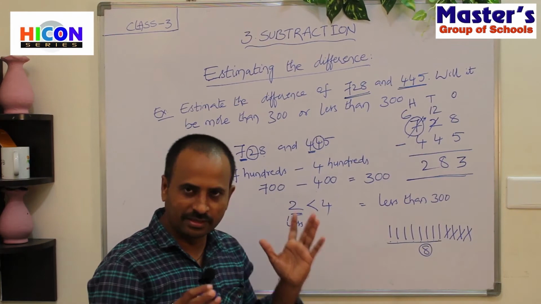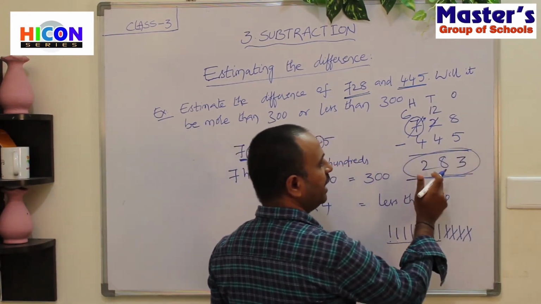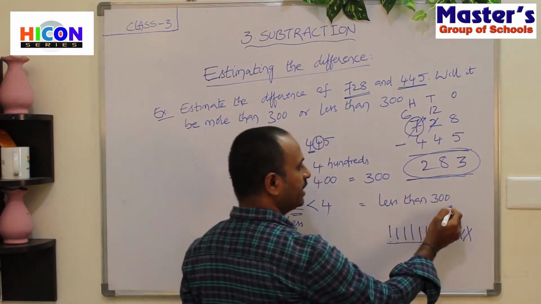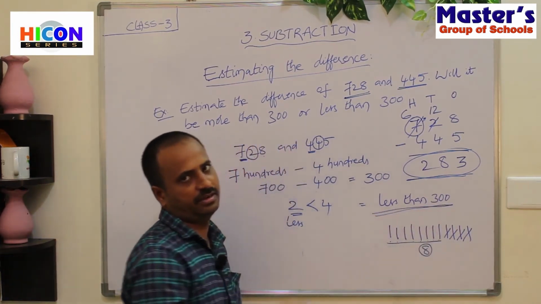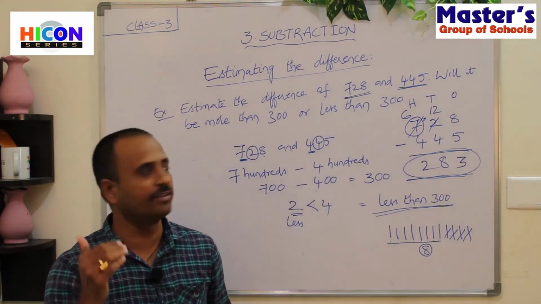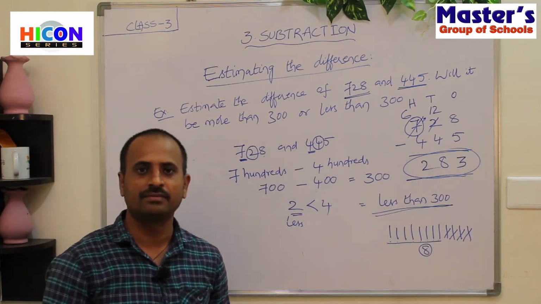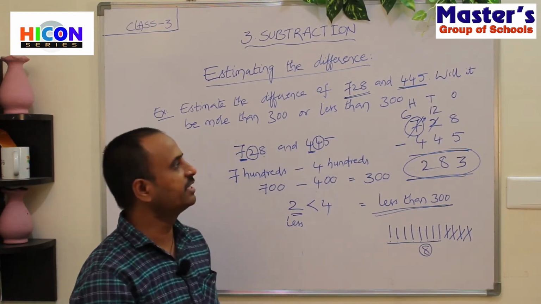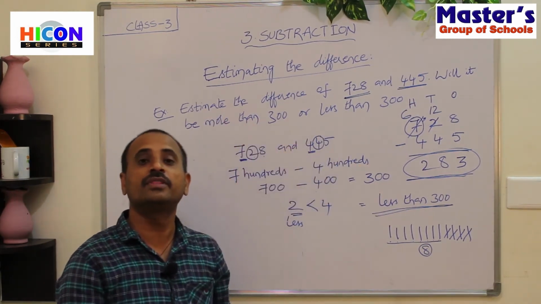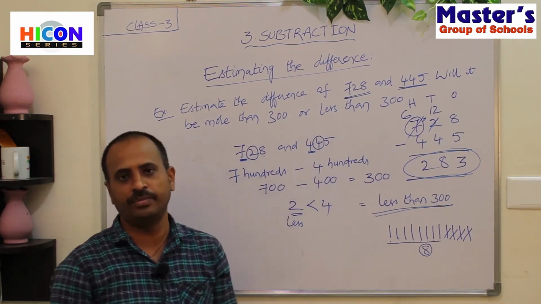283. So the actual difference is 283 and it is less than 300. So already we have written the answer is less than 300. So without doing the actual subtraction, we can estimate the difference, whether it is less than or greater than the other number. So in this way we can estimate the difference of 2 numbers and we can compare the difference with another number, that is whether the difference is less than or greater than that number.